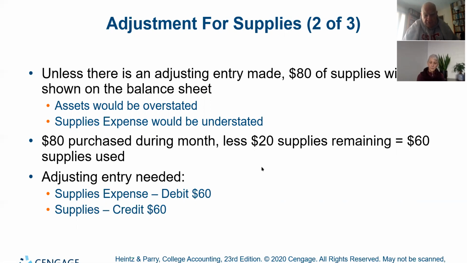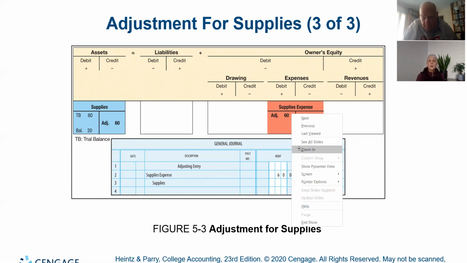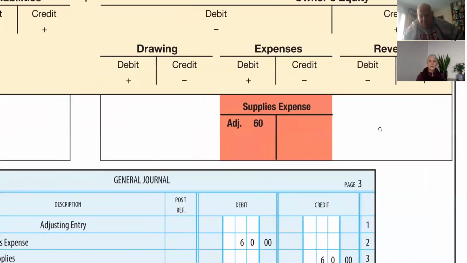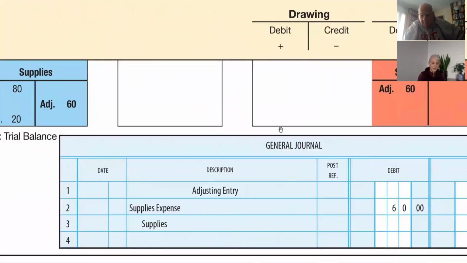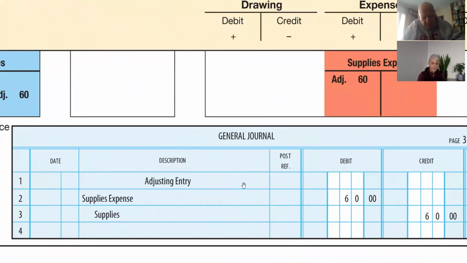So look at our adjusting journal entry. We debit supplies expense and credit prepaid supplies or supplies. So take a peek here. Hey, I'm zooming. See our journal entry? We debit supplies expense and we credit the prepaid account. And there's our journal entry, huh? Not too tough, I don't think.